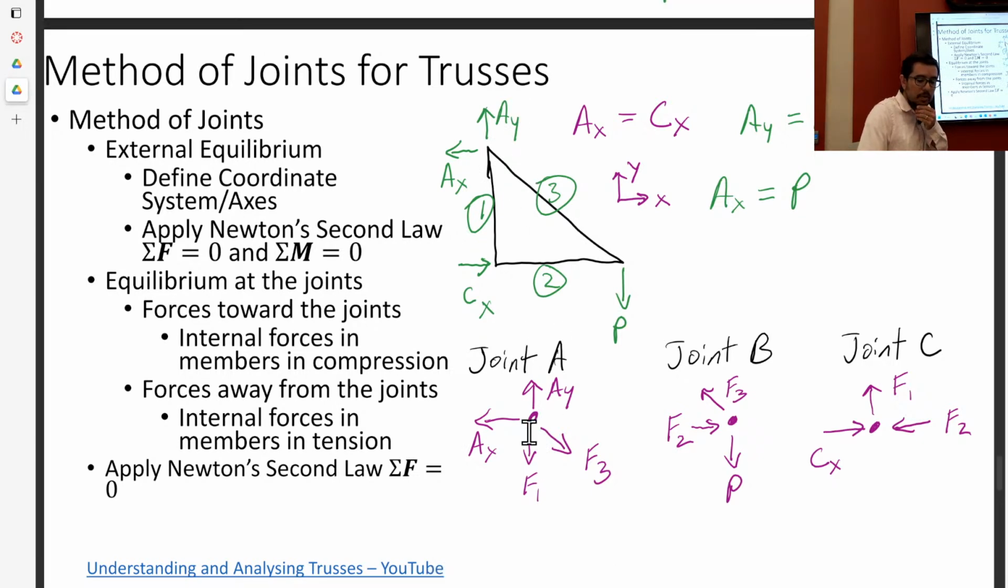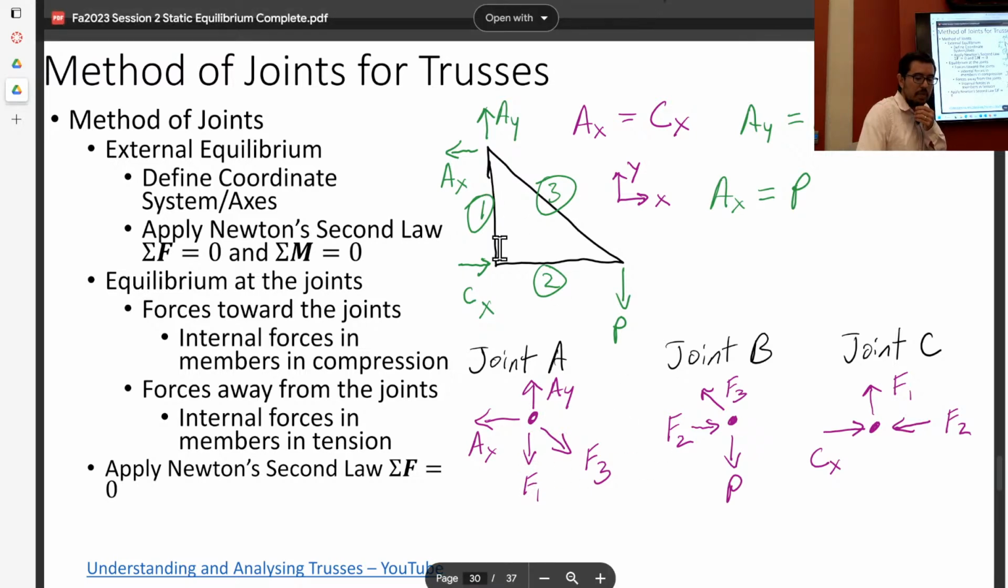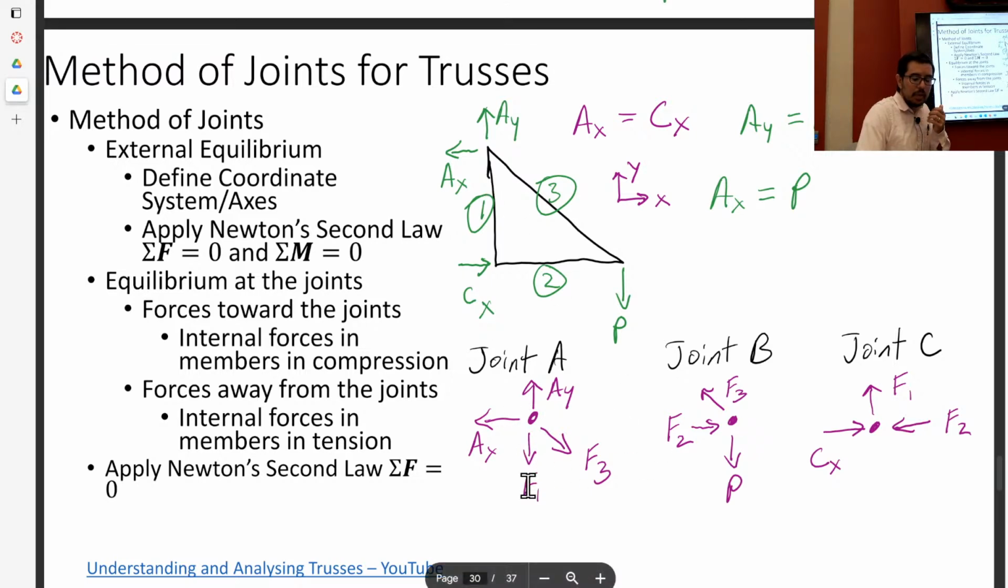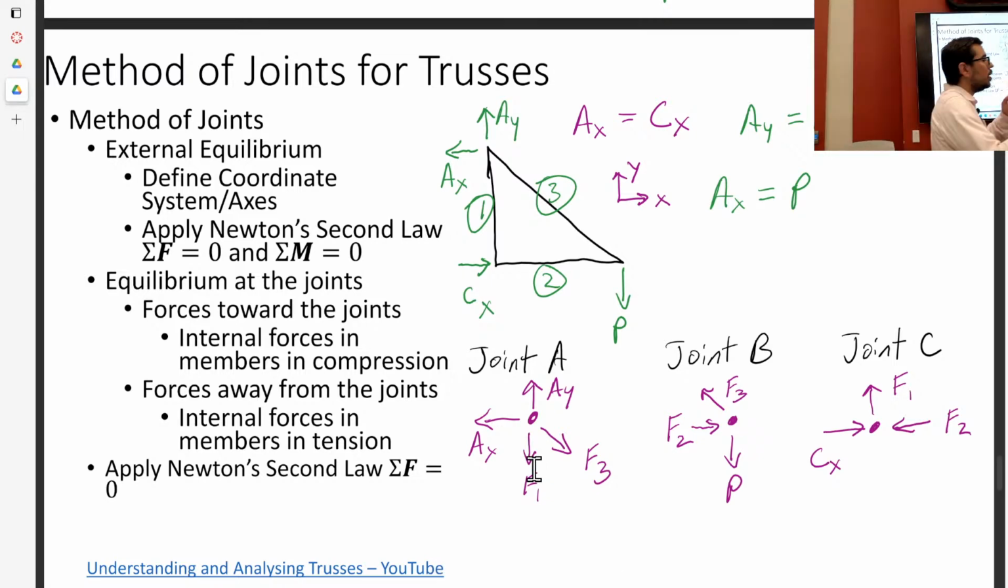Okay. But then there are these forces on these members. If the force is coming out of the joint, that means that the member is pulling on that joint, and so there has to be a reaction force that's putting that member under tension. If the force is going into the joint, or into the pin, then it's going to be an internal force in the member in compression. Okay.